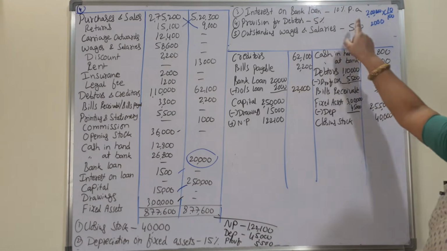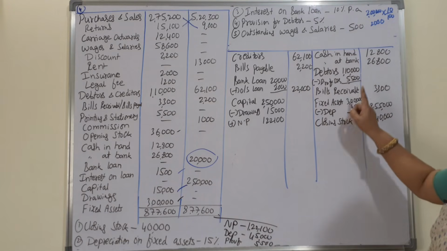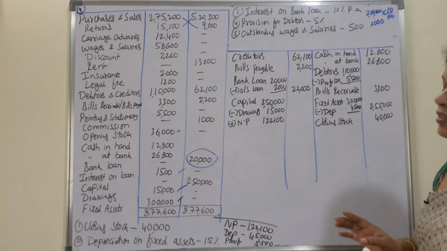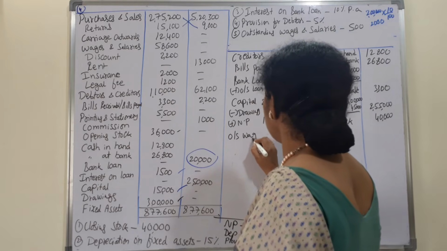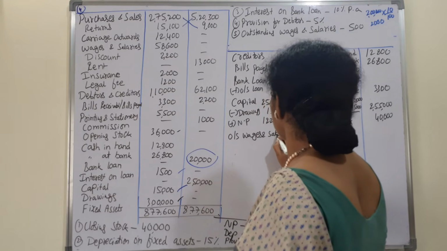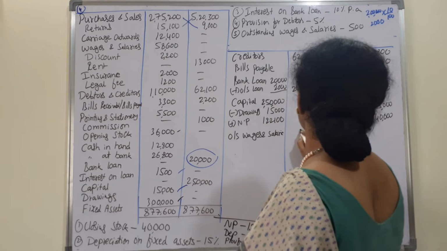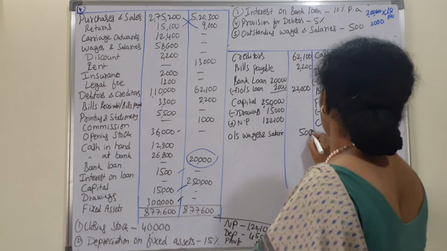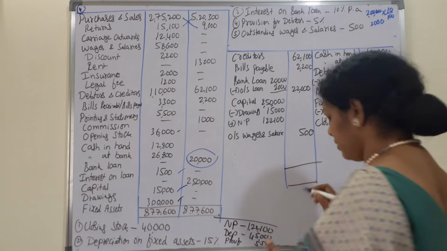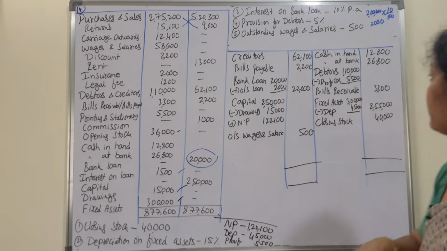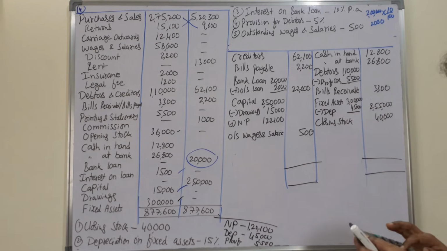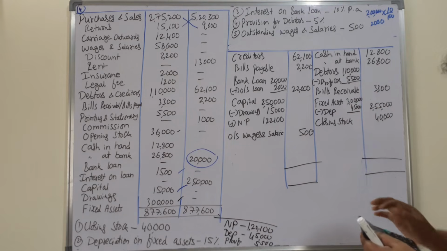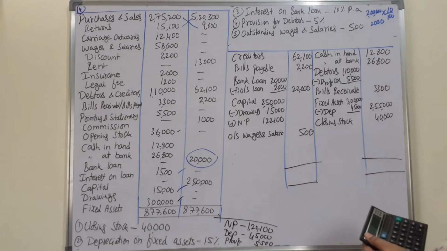Depreciation, we have taken. Interest on bank loan taken, provision for debtors also taken. Outstanding wages and salaries is a liability. So outstanding wages and salaries, it is 500. I think it's over. We'll close the account. First we'll see the asset side. 1,10,000 minus 5,500 comes to 1,04,500.